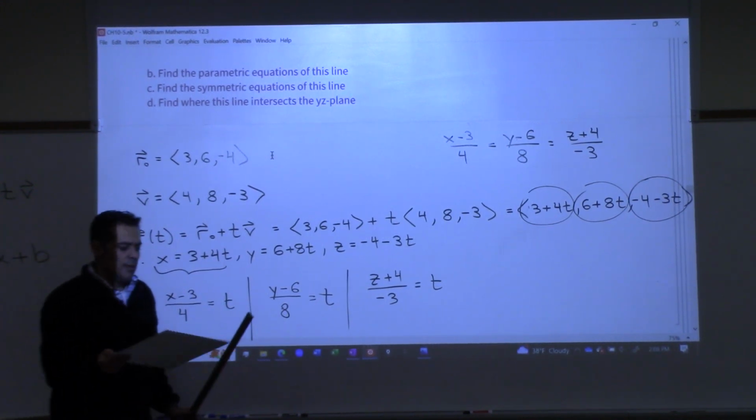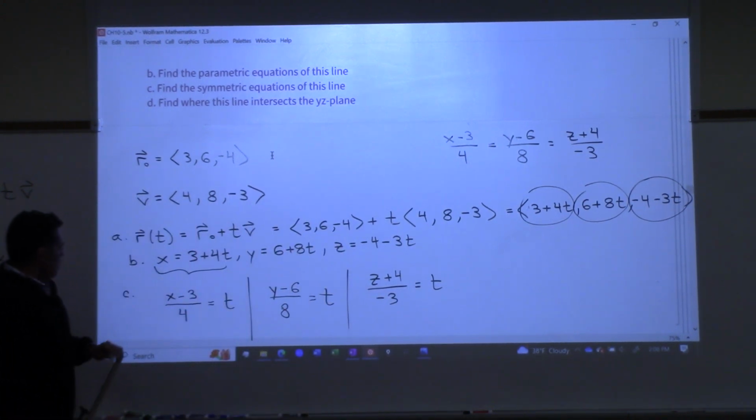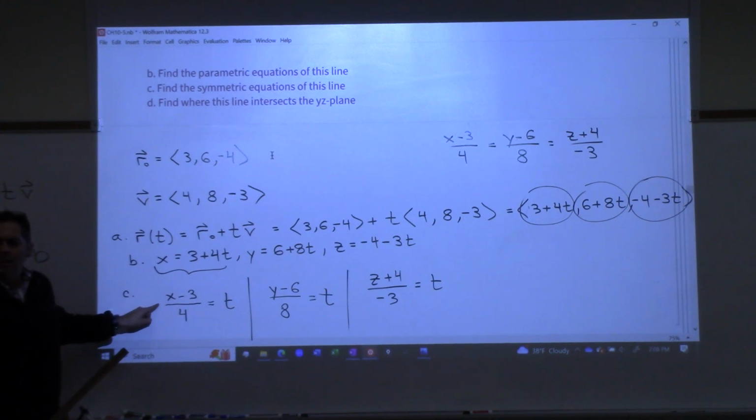So set that equal to 0 then? Set what equal to 0? x minus 3 over 4 equals 0. You set this equal to 0? Why? You want to find where the x component is 0. What are you setting equal to 0?